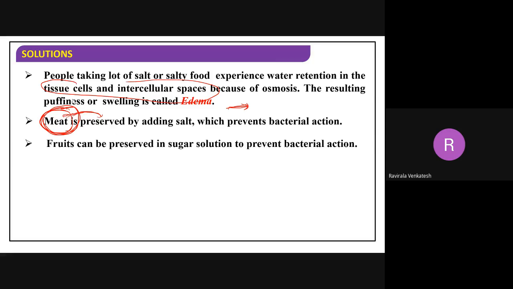Fruits can be preserved in sugar solution to prevent the bacterial action. So what happened? You are removing the excess amount of water present in the fruit by using salt solutions, sugar solutions or like that.